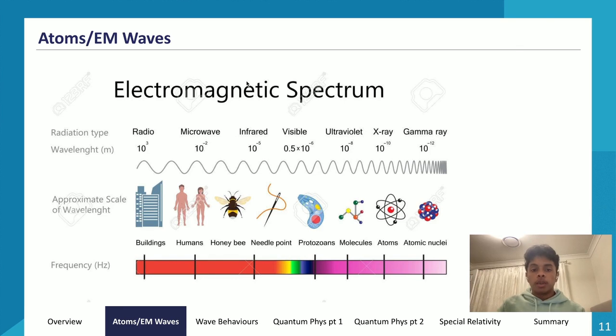Now, a little bit of a summary about the electromagnetic spectrum. So obviously we have radio waves, microwaves, infrared, visible light, ultraviolet, X-rays, and gamma rays. And the energy increases as we go from radio waves to gamma rays. And in terms of the wavelength, the approximate scale is buildings, humans, honeybees, newborns. So obviously the wavelength keeps on decreasing as we go from radio waves to gamma rays. So that's a little bit of a summary about the electromagnetic spectrum, which you would have gone through in year 11.